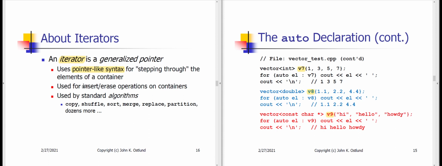And iterators are used for things like insert and erase operations in the middles of containers or at the beginnings or ends of containers, and also can be used with a variety of standard algorithms that the standard library provides for doing things like copying values from one container to another, shuffling the values within a container, sorting them, replacing chunks of a container with other values. Altogether, there are 80 of these algorithms, so I'm not gonna name them all here. Okay.